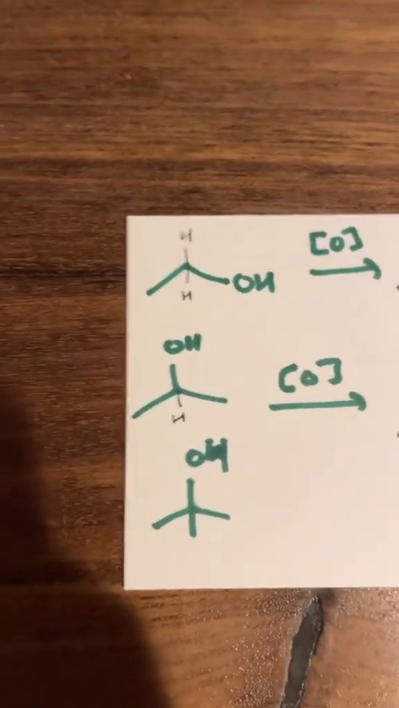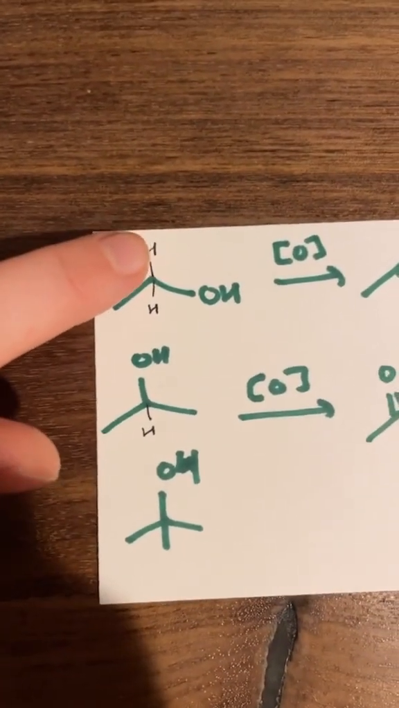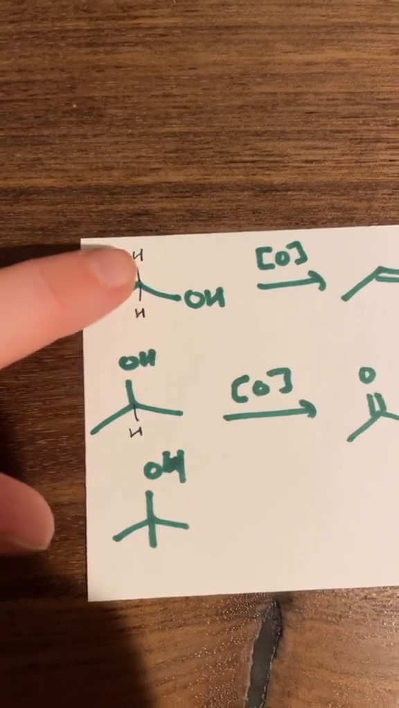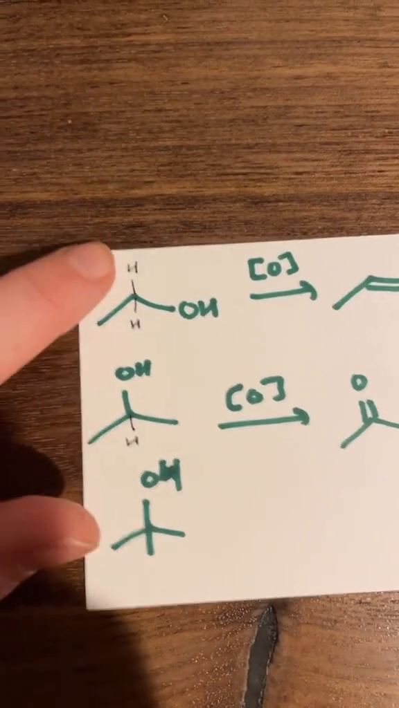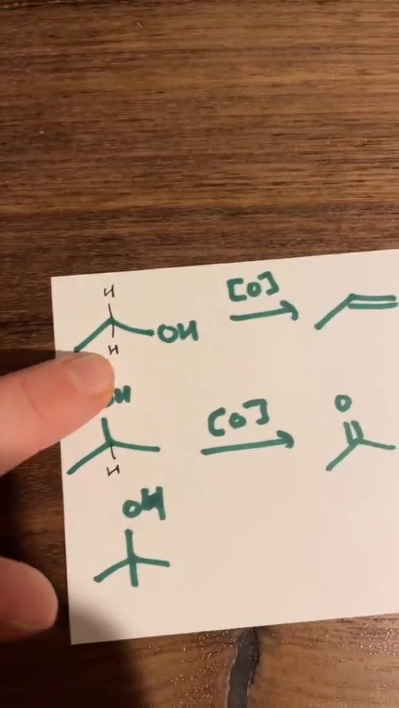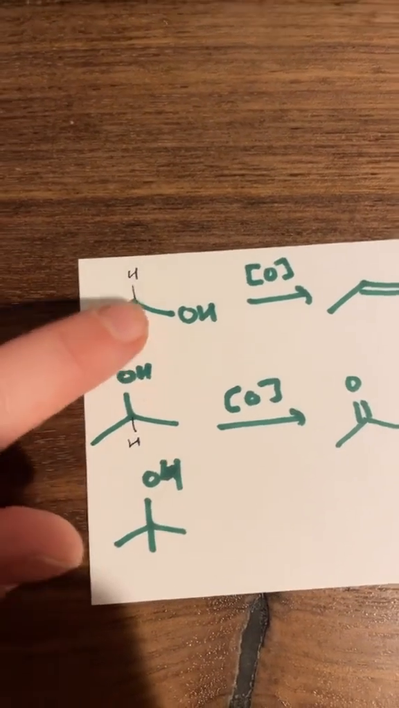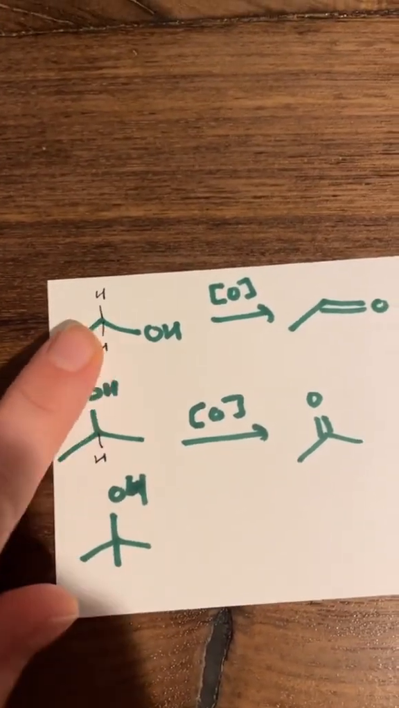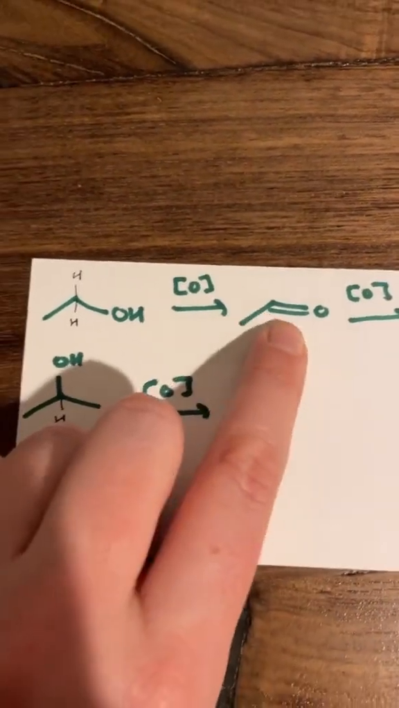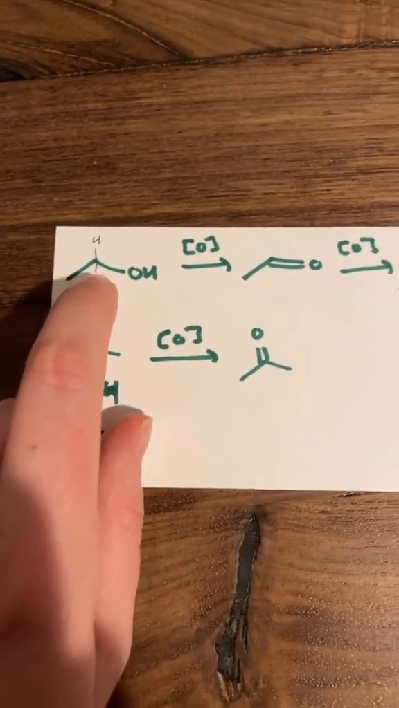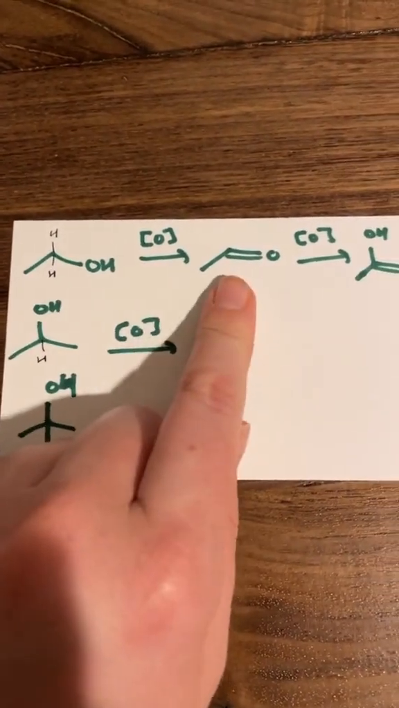Now, the way I think of it is when something's oxidized, these bonds to hydrogen will be replaced by bonds to oxygen. So where I've drawn in those little black hydrogens, those are going to be swapped out for a bond to oxygen. So right here, if you get rid of this hydrogen, you can make a double bond to this oxygen. So you oxidize from the primary alcohol to an aldehyde.